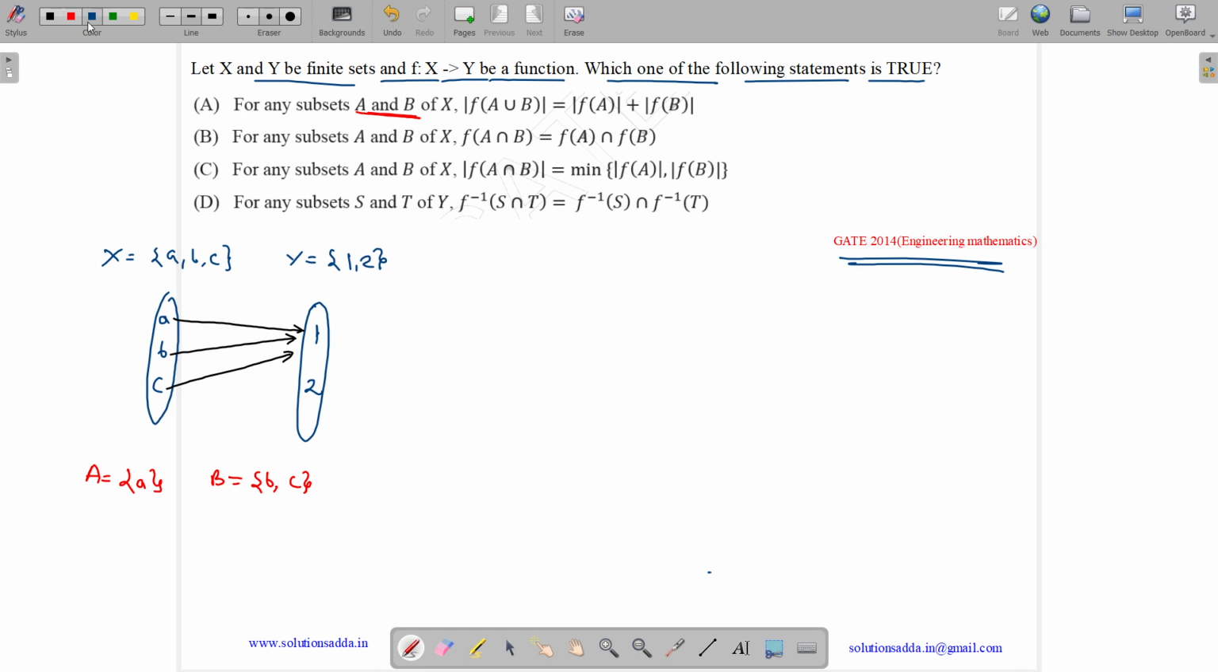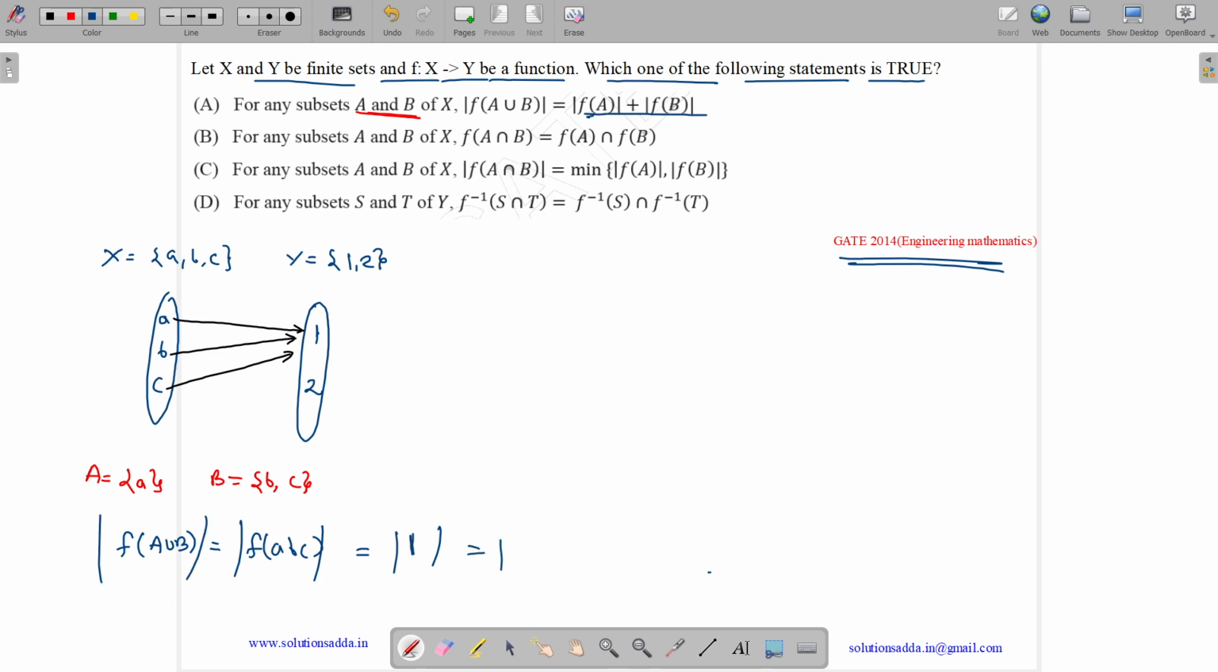Okay, now let us see the options. So the option is cardinality of f of A union B. So what is A union B? A union B is {a, b, c}. So what is f of A union B? f of A union B is f of {a, b, c}. What is f of {a, b, c}? f of {a, b, c} is {1}. So what is the cardinality of {1}? Cardinality of {1} is 1.